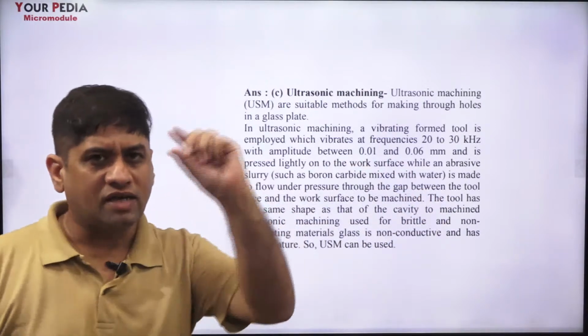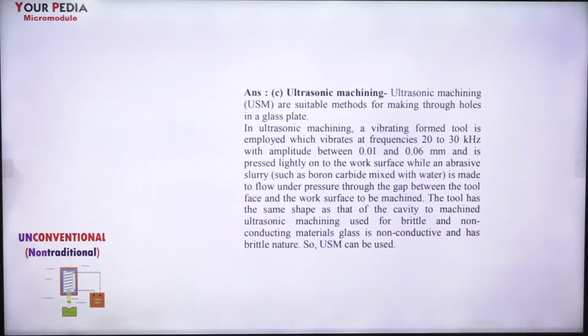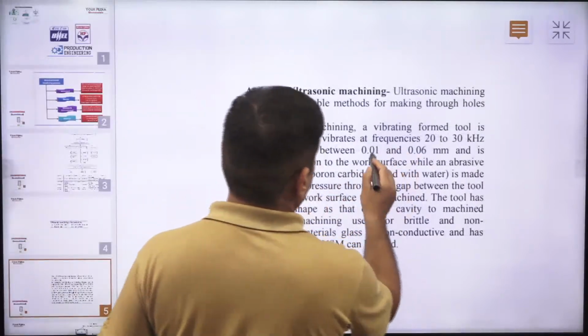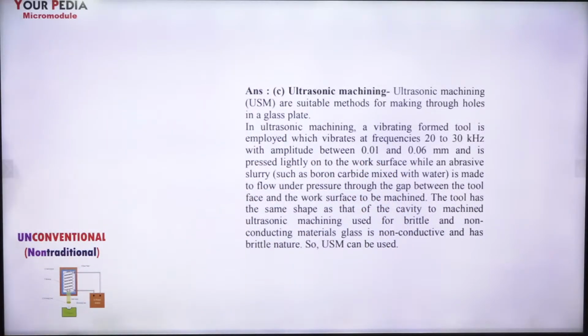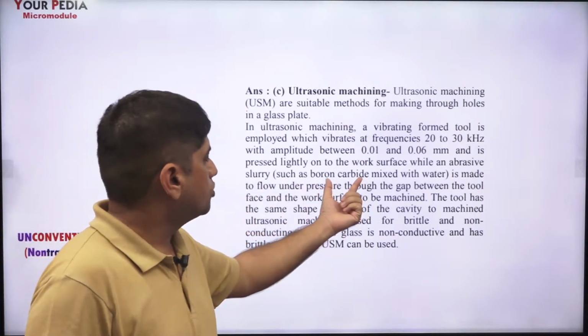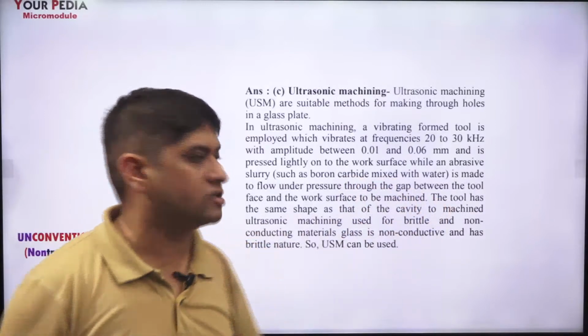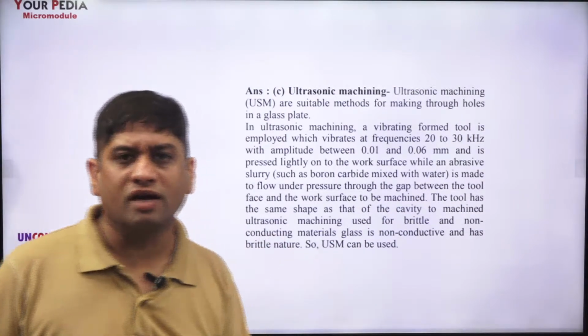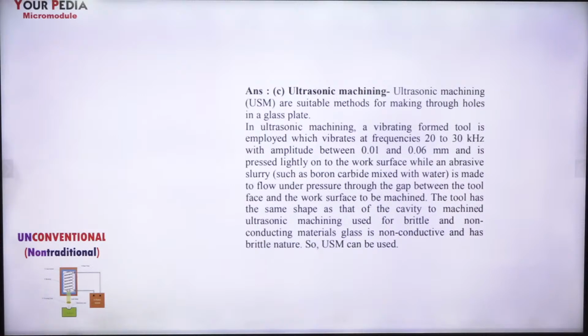So remember what is the amplitude and what is the vibration frequency. You need to remember these two things, they are very important: what is the frequency and what is the amplitude. And the abrasive slurry is made up of ceramic material. So boron carbide mixed with water, that slurry is supplied. It is supplied under pressure because the gap is very small, and what we get is the same kind of shape as that of the tool. So a cavity is produced similar to the shape of the tool. That is how it is done. And the material need not be conductive, so it is non-conductive. Glass is non-conductive. So this is how it is used.